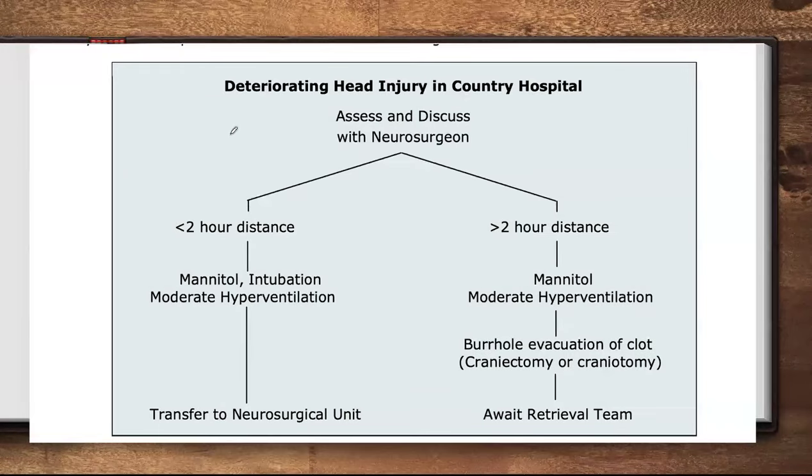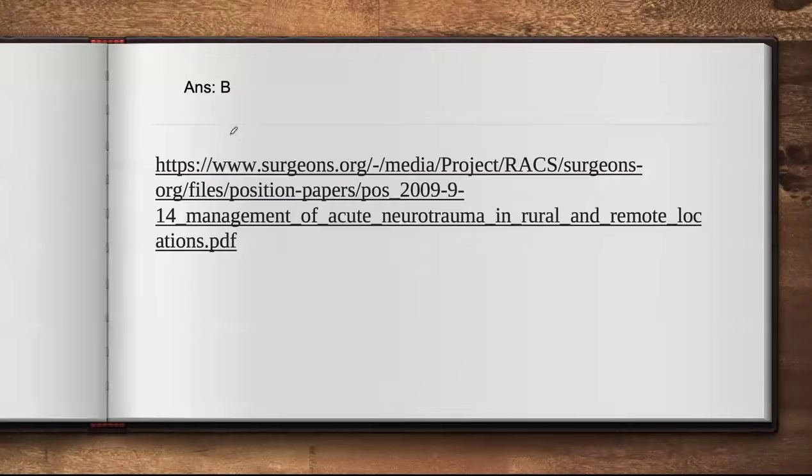So this is a guideline which we took from the Surgeons Organization in Australia. This is the head injury guideline that everyone follows, especially for rural and remote locations. So this is the Australian guideline, and this is a very, very important guideline. You should go through each and every page of this because a lot of questions come from here.